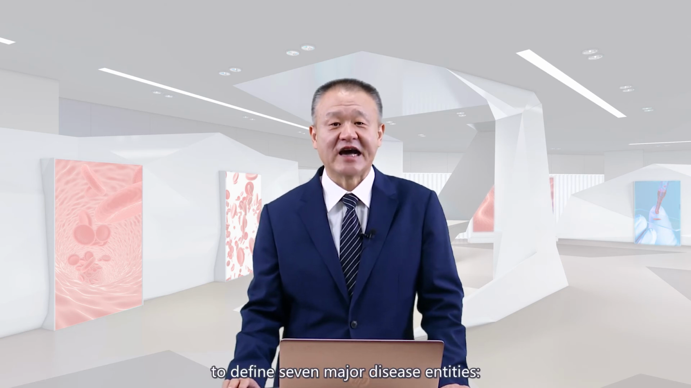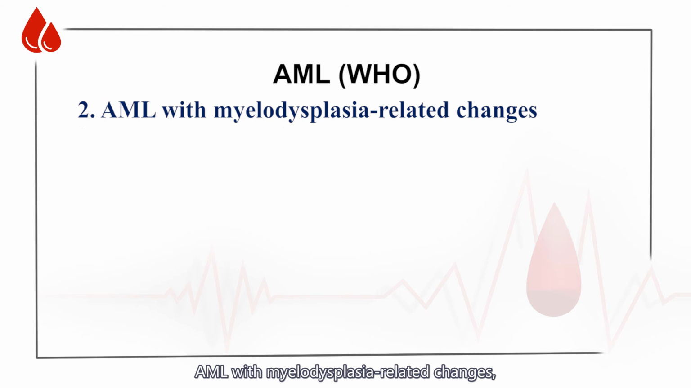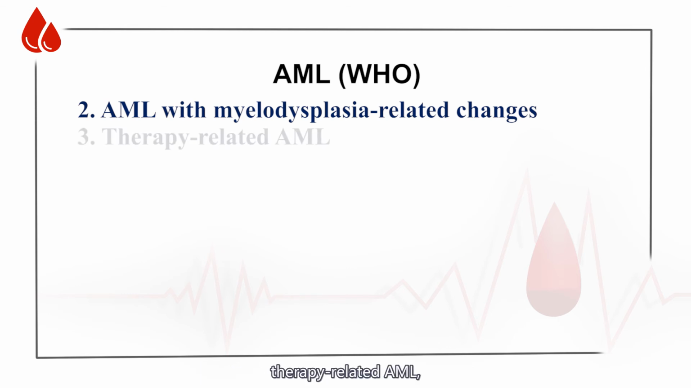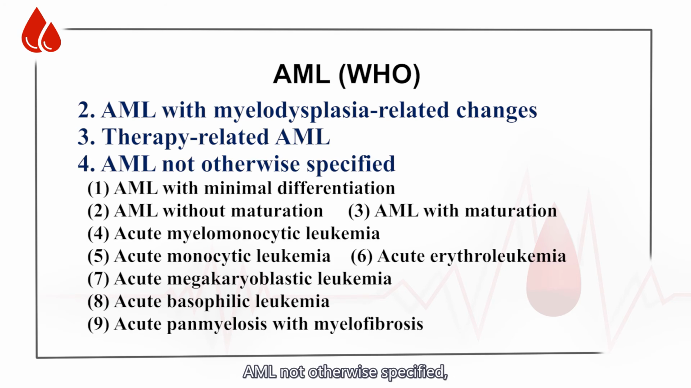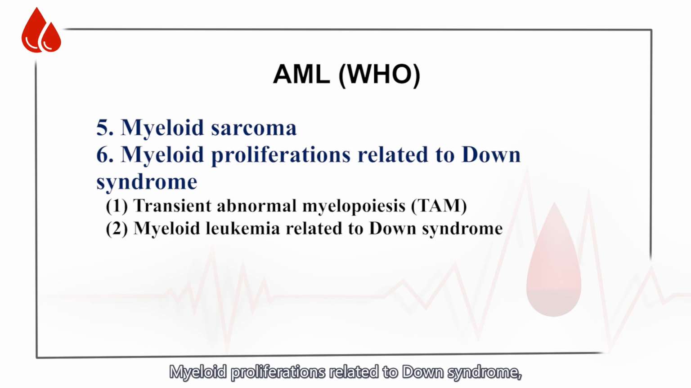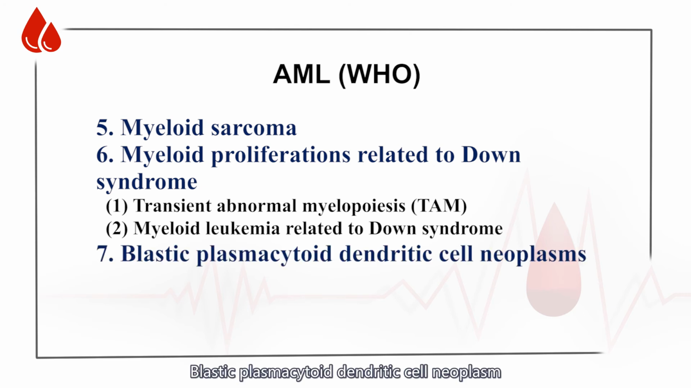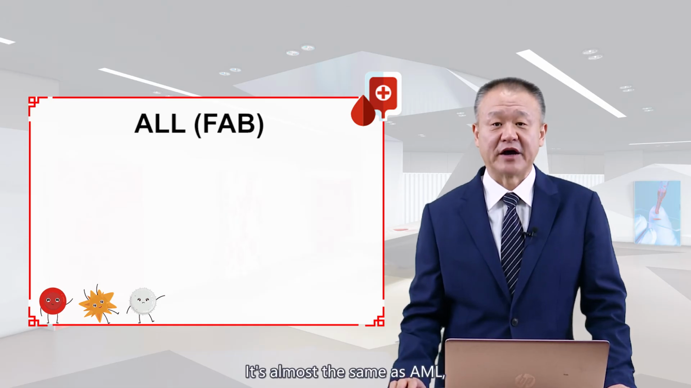major disease entities: AML with recurrent genetic abnormalities, AML with myelodysplasia-related changes, therapy-related AML, AML not otherwise specified, myeloid sarcoma, myeloid proliferations related to Down syndrome, and also blastic plasmacytoid dendritic cell neoplasm. It's almost the same as AML.